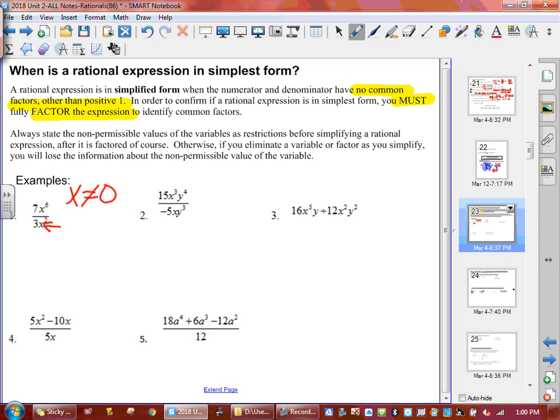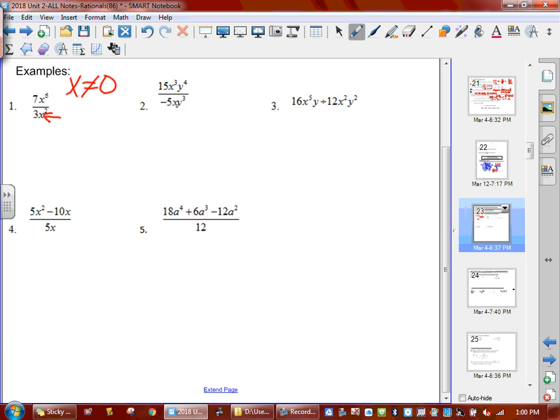Even though when I reduce this one, between the 7 and the 3, does 7 divide by 3 evenly? No, we're going to get a repeating decimal. So because we can't divide them easily, we're just going to leave them as a fraction. This is going to stay 7 over 3. Now with our variables, we're going to take x6 and subtract x2, and we're going to get x exponent 4. And that's going to go on top of your 7.